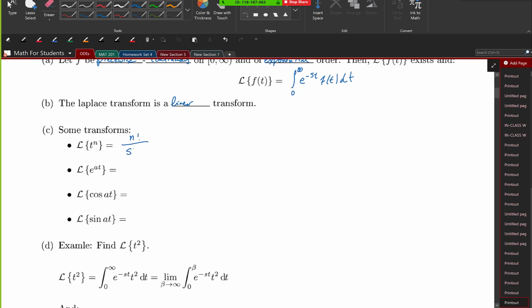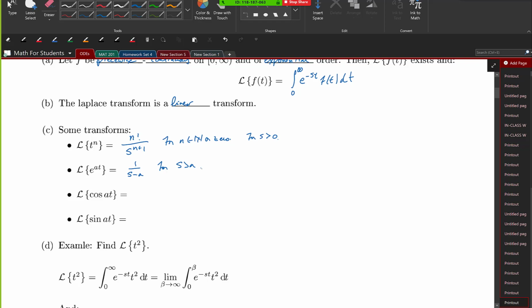This is n factorial all over s to the n plus 1. That's how we transform polynomial functions. That's for n a natural number, or 0. Technically, folks, it actually works for fractional powers as well, but I don't really want to get into that. That's another topic. And then we've got the Laplace transform of e to the at. We derived that. That was 1 over s minus a, and that works for s greater than a. I should have said this here. When does this work? This works for s greater than 0.